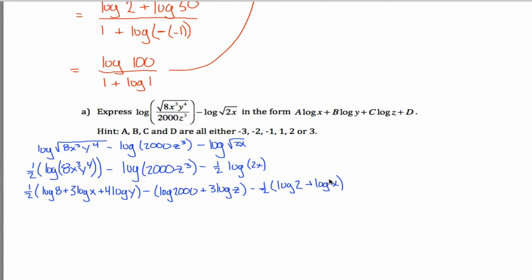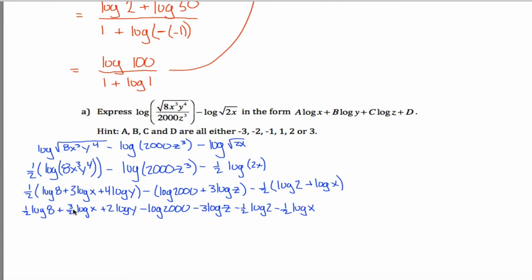This huge mess here, I can simplify it by distributing. At this stage, do you want to do this or not? I'll wait. Okay, so I'll distribute through. I'll get 1/2 log of 8 plus 3/2 log of x plus 2 log of y minus the log of 2000 minus 3 log of z minus 1/2 log of 2 minus 1/2 log of x.